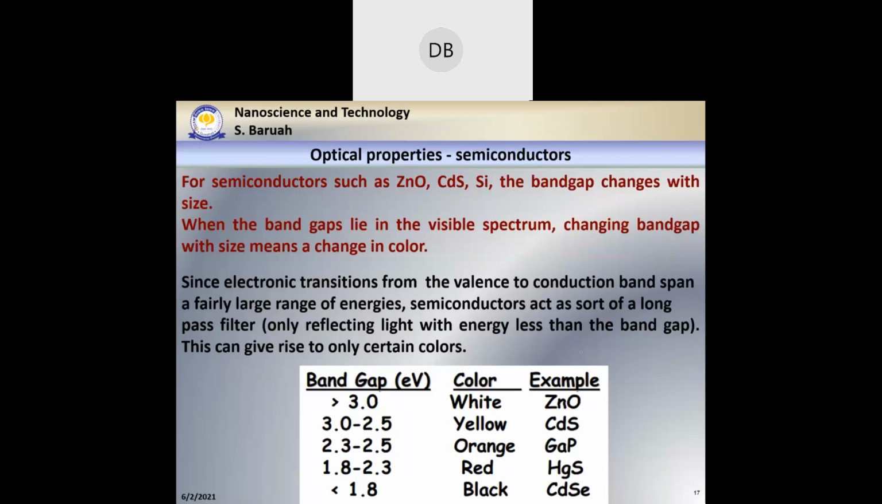Since electronic transitions from the valence to the conduction band span a fairly large range of energies, semiconductors act as a sort of long pass filter, right? So the energy band that can actually pass through is huge. It's very big. That's why we normally call them wide band gap semiconductors.